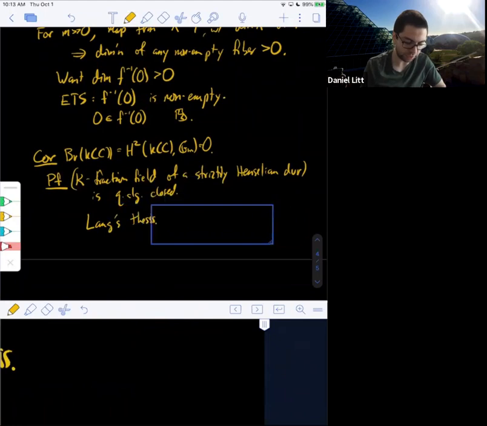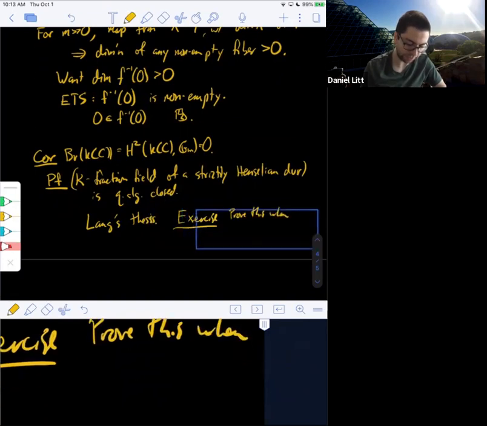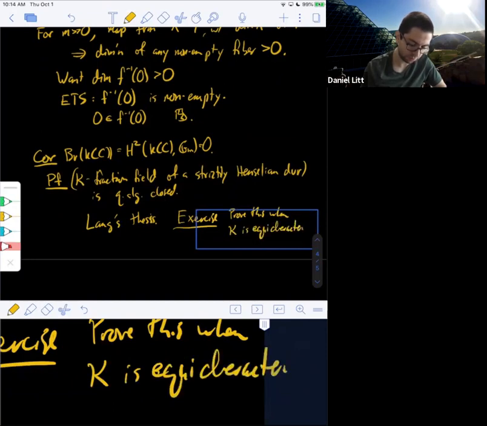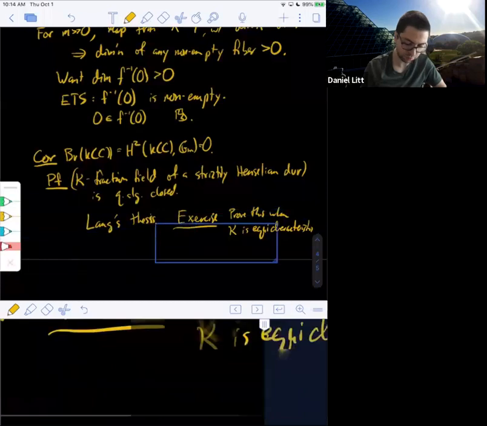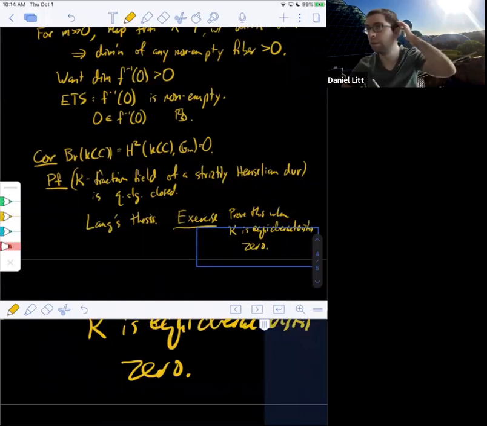Okay, and a good exercise is to try to prove this when K is of equal characteristic 0. That's not so hard and is similar, and the idea is fairly similar to what we just did.